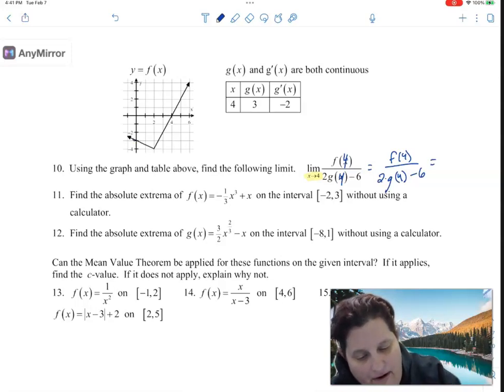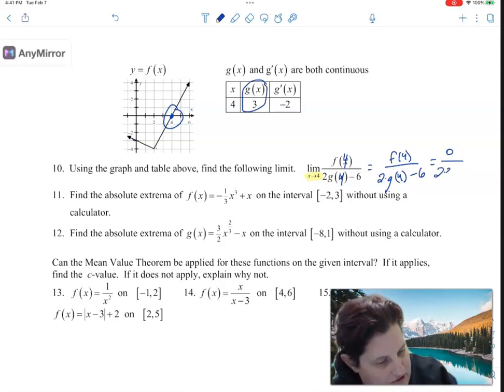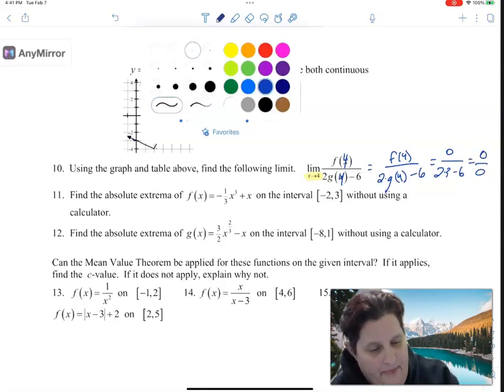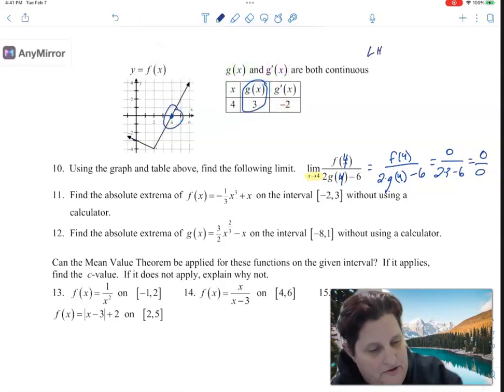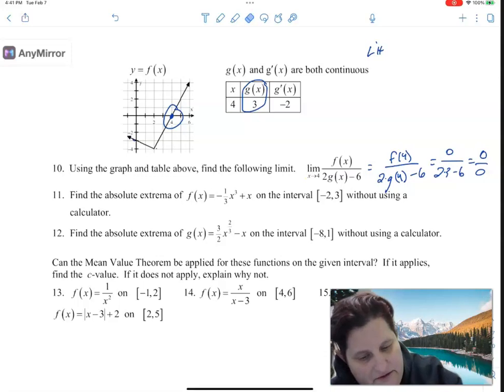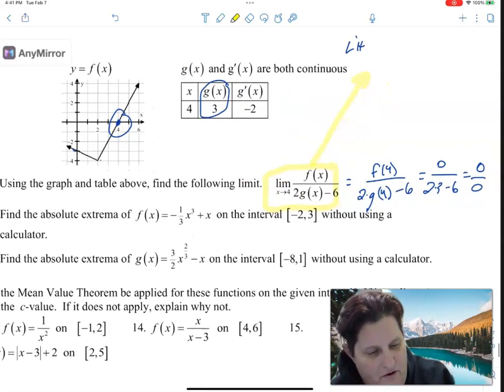F of 4, if I find it on this table or on the graph, crosses at 0. G of 4 is right there, so 2 times 3 minus 6, which is also 0. So this is a L'Hopital's question. So I'm going to use L'Hopital's, and I'm going to write it up here. I'm going to L'Hopital it right up over to here.